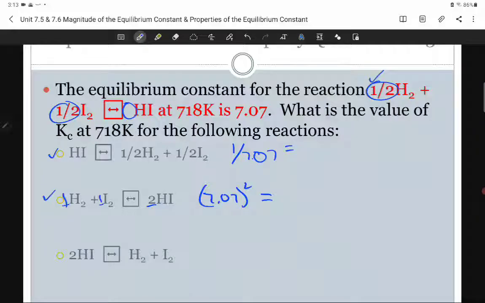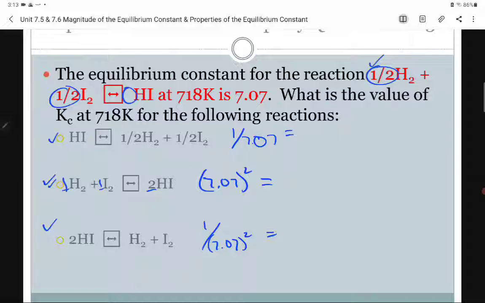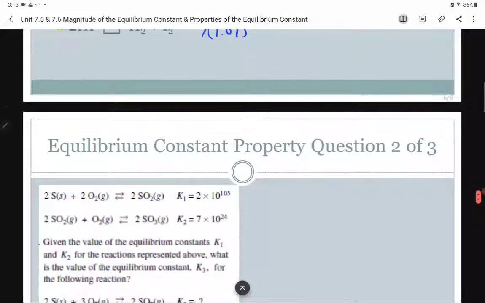What do we got with this one? This one is the inverse of the last one. So it would be that. Okay. I think those are fairly easy for you guys to figure out.